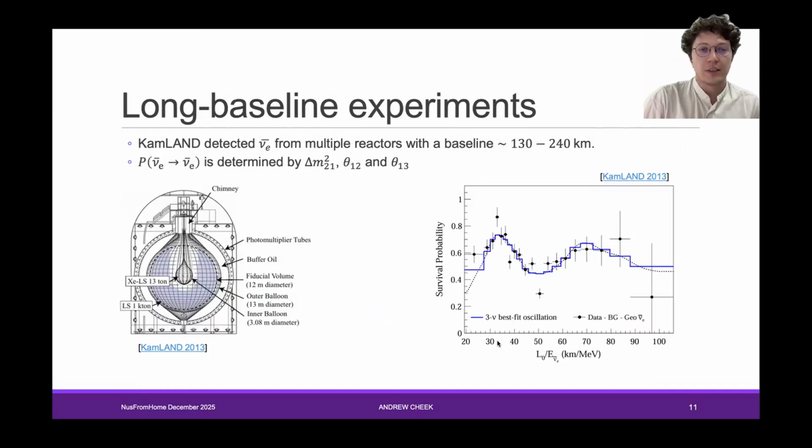Okay, so that's fine. First test survived. But then we look at long-baseline experiments such as the KamLAND detector, which looks at anti-electron neutrino survival probabilities.